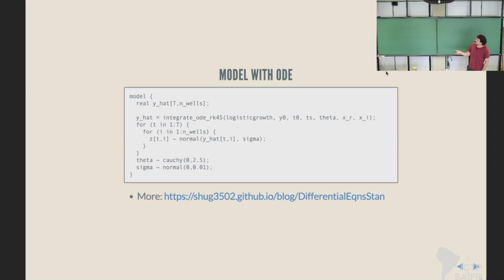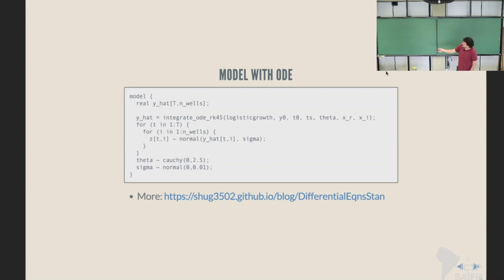And we use this differential equation to define an expected mean. And then we use the measures of absorbance in each vial. So i here is looping over vials, t is looping over time, and each observation has a normal likelihood with the mean given by the differential equation.